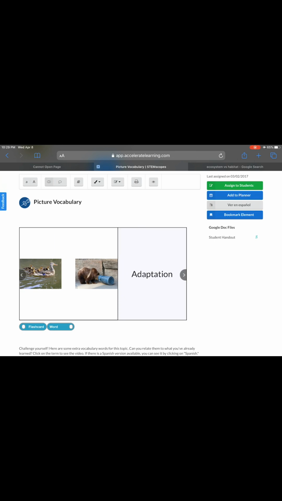Adaptation. An inherited characteristic that provides a specific advantage to individuals that have it and becomes more common or pronounced in a population because of the advantage that it provides.